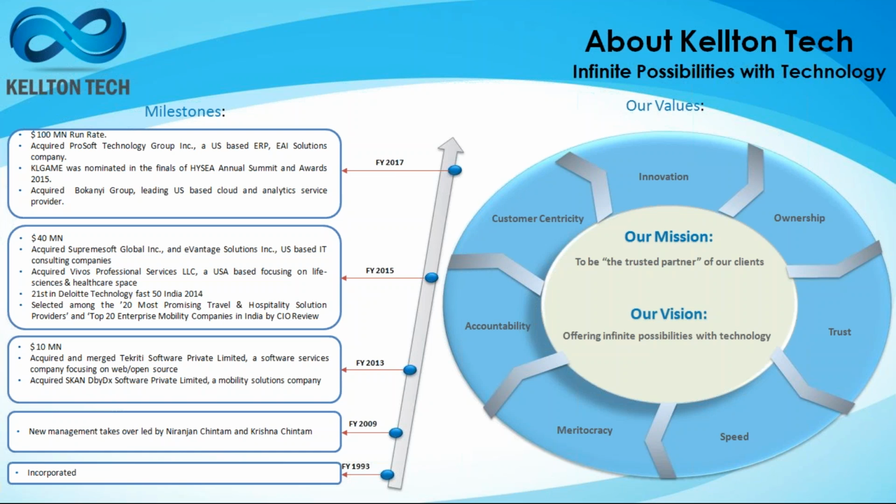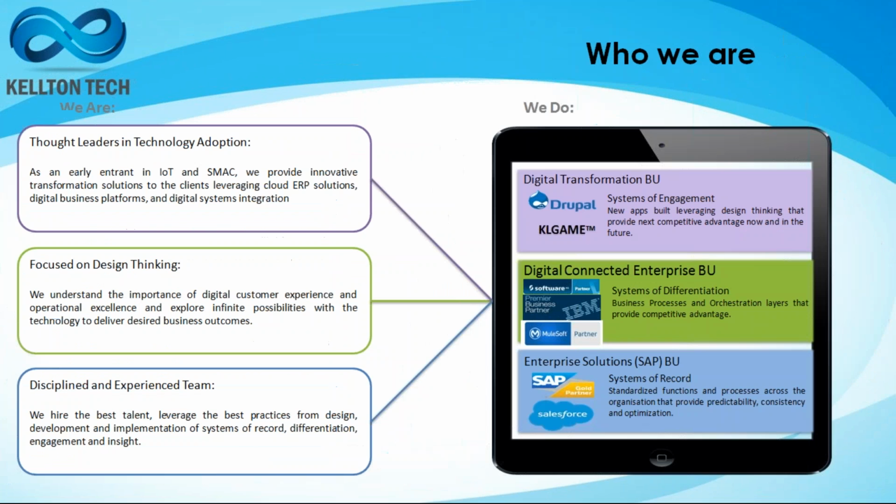So who we are and what we do. Kellton Tech is subdivided into 3 business units, which cover digital transformation, wherein we maintain the system of engagement through Drupal; digital connected enterprise, which is our system of differentiation, and this is where we have Software AG, IBM, and MuleSoft partnerships; and then the enterprise solution business unit, which is the system of record, where SAP and Salesforce are our main actors.